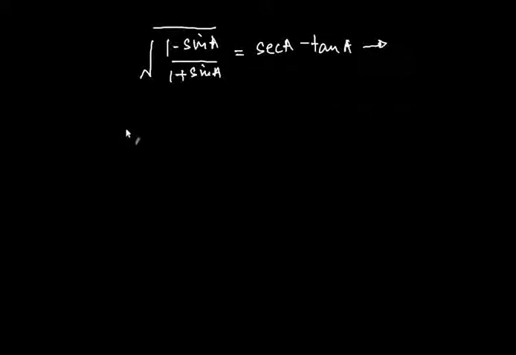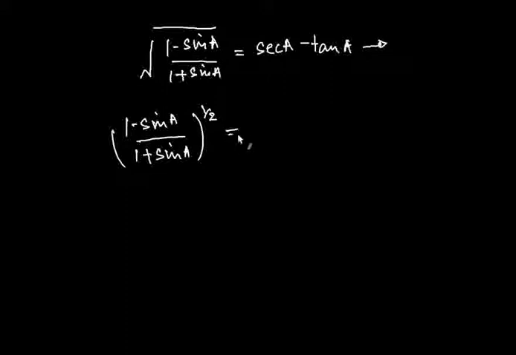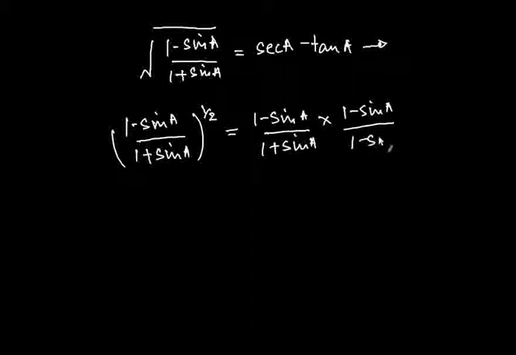So the left hand side is 1 minus sine A divided by 1 plus sine A, this whole raised to the power half, right? I mean, this is the same thing as writing under root over here. So what I can always do is multiply and divide this expression with something. So if I multiply and divide this with 1 minus sine A, this is effectively equal to 1, right?